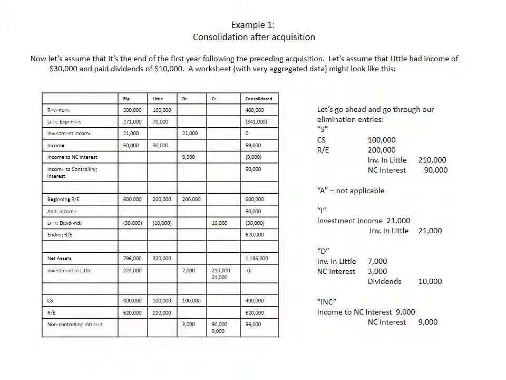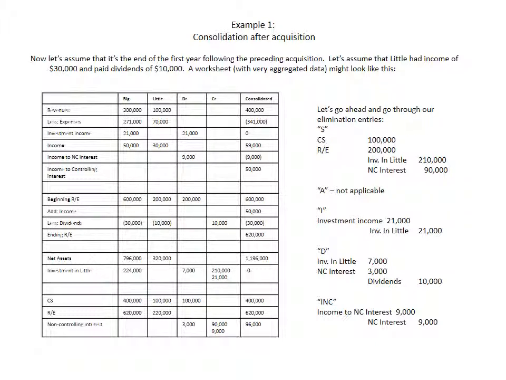So now we move down to our statement of retained earnings. Again, beginning retained earnings, we've eliminated the subsidiaries' beginning retained earnings. We're left with the parent's. Add the income that we brought down from up above. Subtract out the dividends to give us our ending retained earnings of $620,000. And again, we immediately take that $620,000 down to the balance sheet as ending retained earnings.